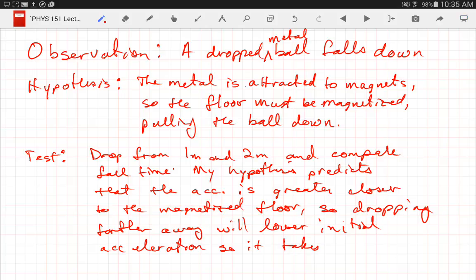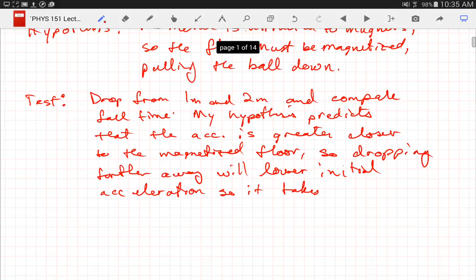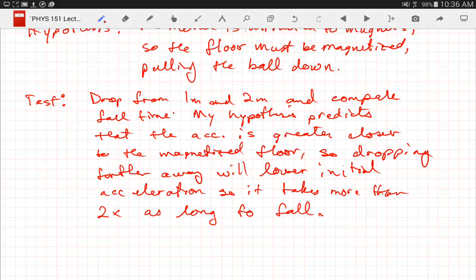Now, I'm not even worried right now if I have done my calculations for acceleration and time correctly, because you're not expected to have knowledge about how acceleration works. I'm just doing this off the top of my head without really thinking about it. So since it's going to have lower initial acceleration, it's going to take more than 2 times as long to fall. Like I said, I haven't done any calculation here. I could be wrong in that prediction, but that's my prediction from my hypothesis.